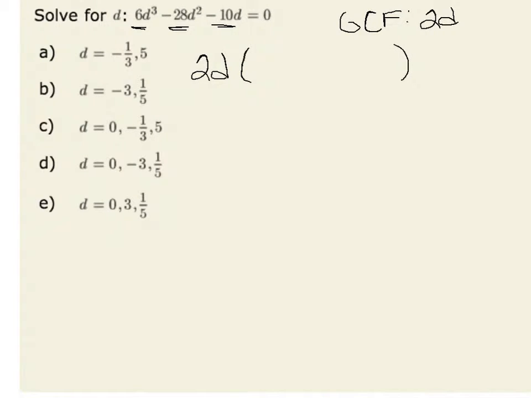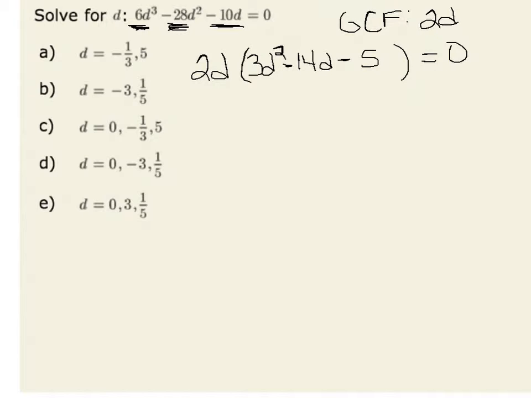When I factor out 2d from 6d cubed, I am left with 3d squared. If I factor out 2d from a negative 28d squared, I am left with negative 14d. And finally, if I factor out 2d from a negative 10d, I'm left with a negative 5.